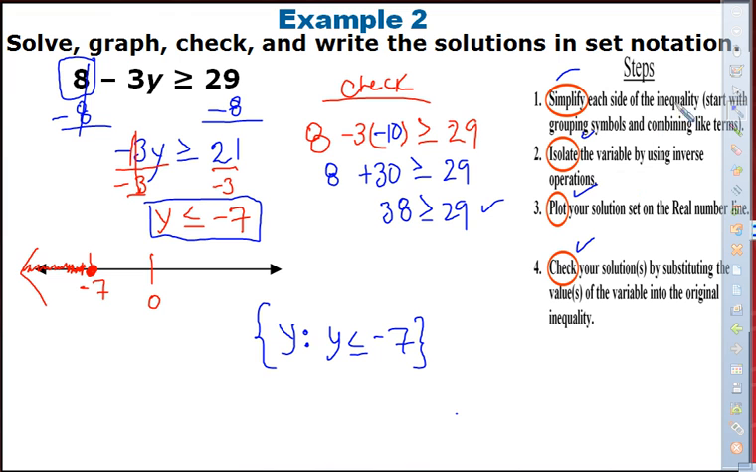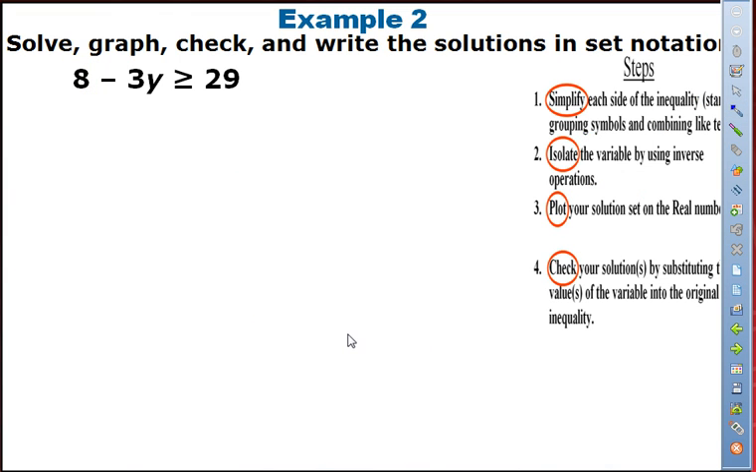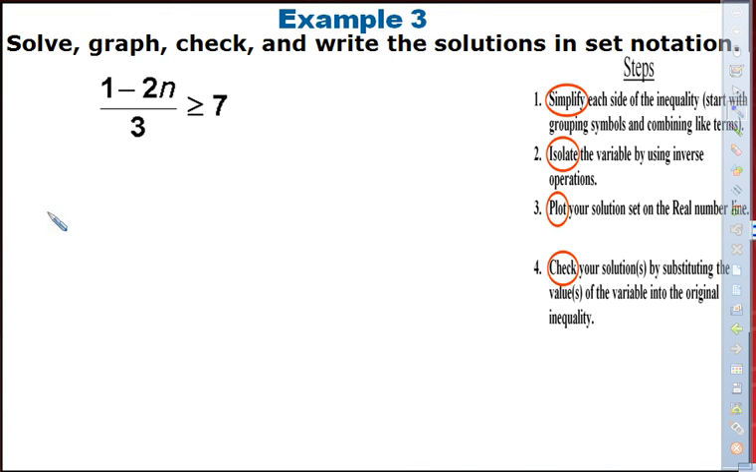Okay, let's continue. Number 3. Let's do this one together. It says 1 minus 2n over 3 greater than or equal to 7. Since we don't have two fractions, but we have this 3 dividing here, to get rid of this 3 that's dividing, what is the inverse? Multiply times 3. Whatever we do to one side, we do to the other.